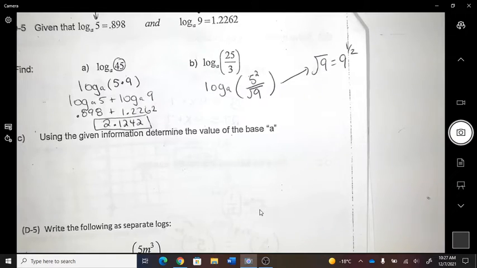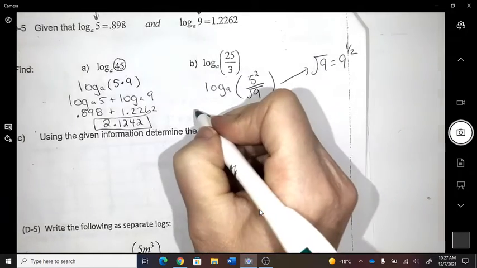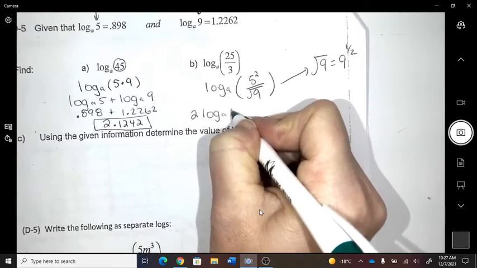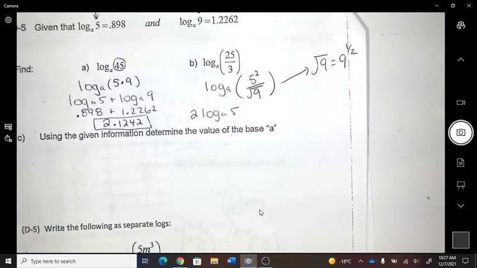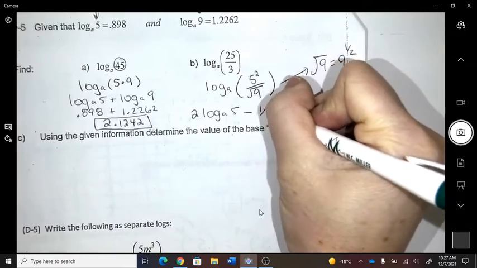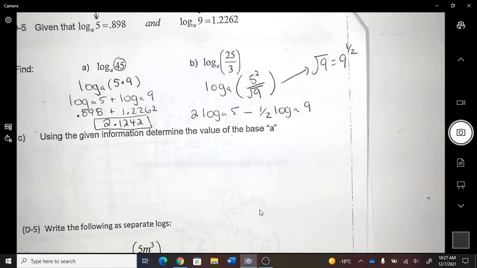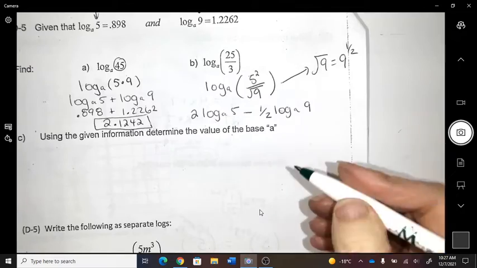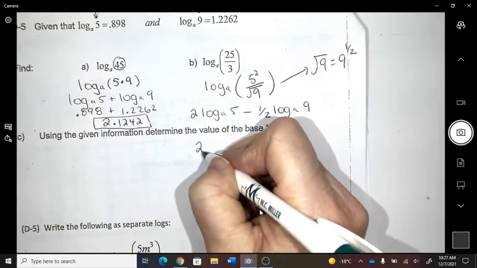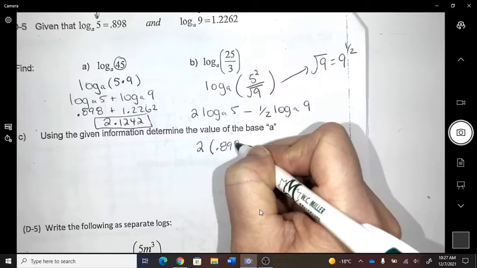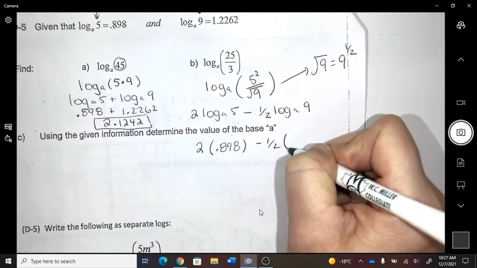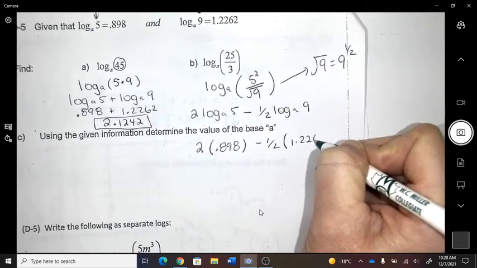Okay, so the rules. Exponents can become coefficients. So 2 log base 5. And when something's connected with division, it can separate with subtraction. And then I have another exponent going to the front. Okay, so mathematically, you're going to do 2 times 0.898, subtract a half of 1.2262.